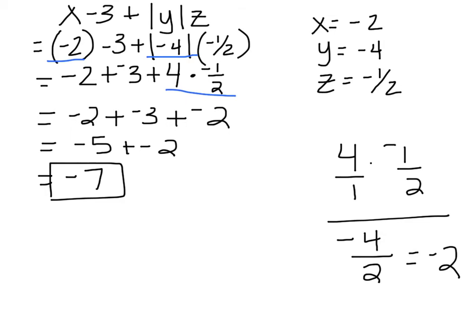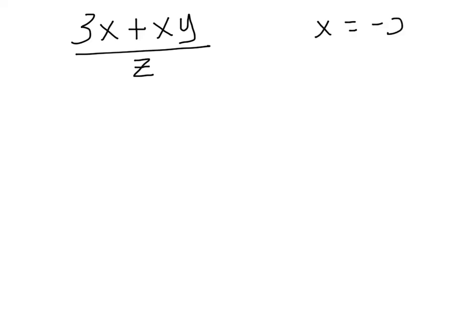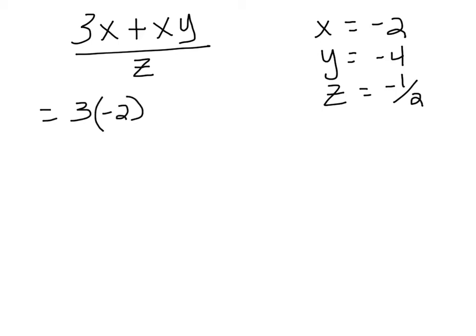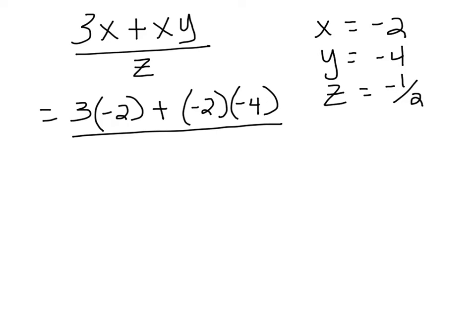Okay, let's take a look at the second problem. The second problem is 3x plus xy divided by z. And remember, x was equal to negative 2, y was equal to negative 4, and z is equal to negative half. So let's do our steps. 3 times, and my x is a negative 2, so I'm plugging in the negative 2 for x, and I'm plugging in the negative 4 for y. And it's all over z, which is negative a half.